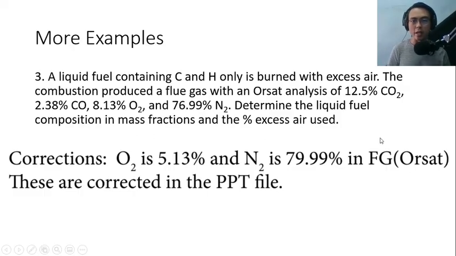So this is just a reverse problem wherein you're given the composition of your flue gas and your unknowns are your feed. In your fuel, you have carbon and hydrogen as your unknowns. In the air, you have oxygen and nitrogen as your unknowns. So in here, you can go straight with elemental balances, and you can easily find the composition of the fuel.